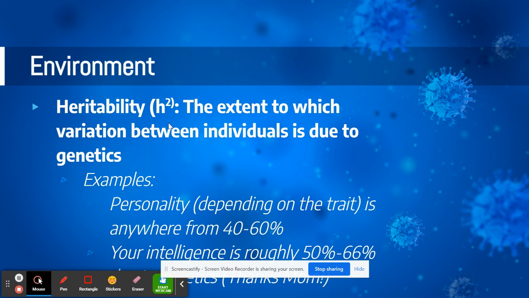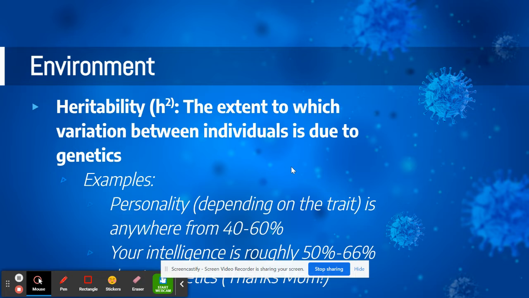Now, if we are going to estimate what amount of who you are is due to your genetics, you can use something called the heritability coefficient, sometimes also known as H squared. Heritability is the measure of the extent to which variation between any two individuals is due to genetic differences. Depending on what we are studying in psychology, you can get different heritability levels. So here are some examples of that.